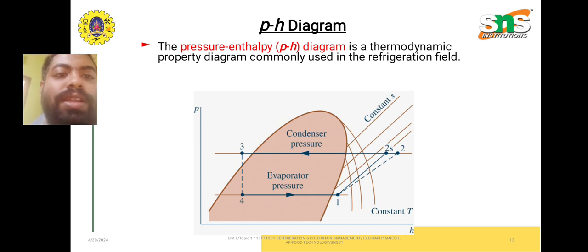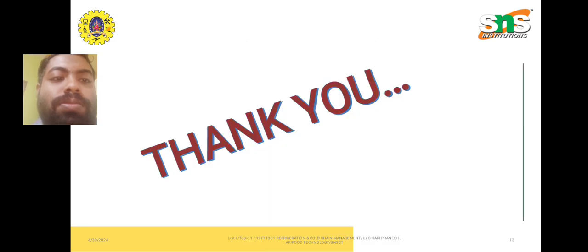Then the p-h diagram. The pressure-enthalpy p-h diagram is a thermodynamic property diagram which is commonly used in the refrigeration field. In this, it shows the processes 2, 2s, 3 and 4, which shows the evaporator and condenser pressures are opposite to each other. The pressures of the evaporator and condenser are opposite each other. That's what it says. Thank you.